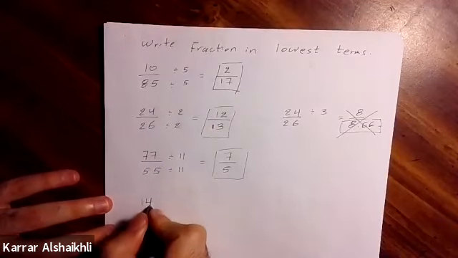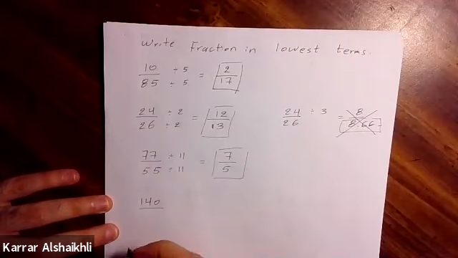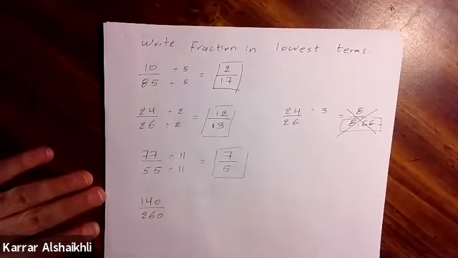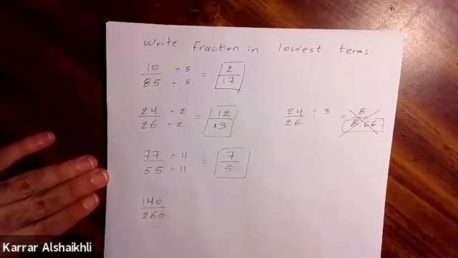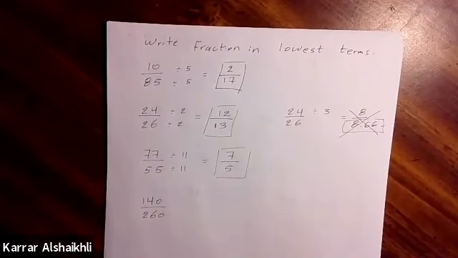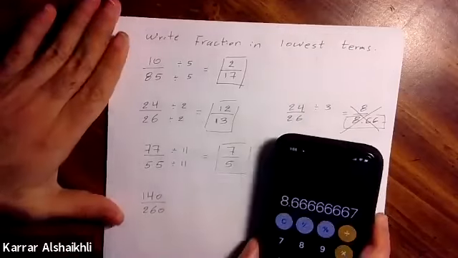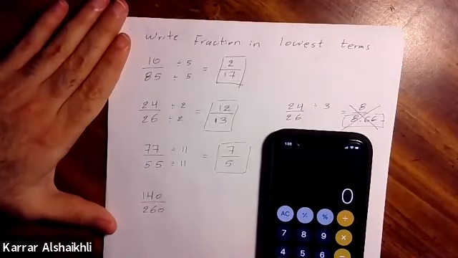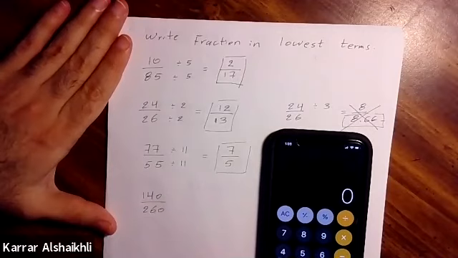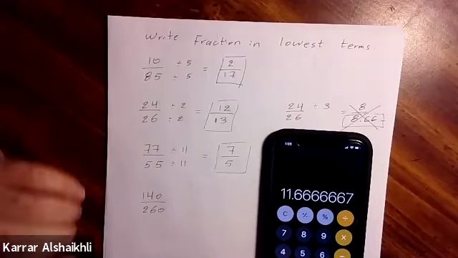140 over 260. What's the common? 12. Okay, you said 12. Let's try it. How are we gonna try it? Okay, you see, I'm gonna use the calculator. If you said 140 divided by 12, how much is going to be? 11 point. So we can't use this one.